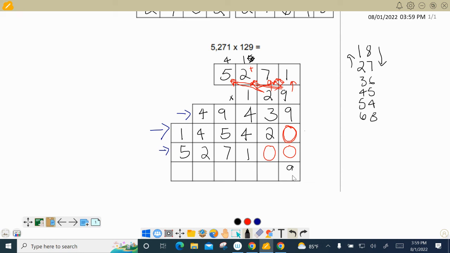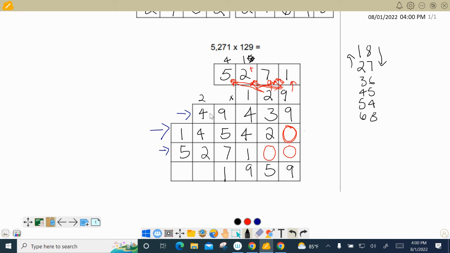9 plus 0 is 9. 3 plus 2 is 5. 4 plus 4 is 8. Plus 1 is 9. 9 plus 5 plus 7. Okay, I know that 9 and 5 is 14 because 10 plus 5 would be 15 minus 1. So 14 plus 7. 14 plus 6 would be 20, so this is 21.